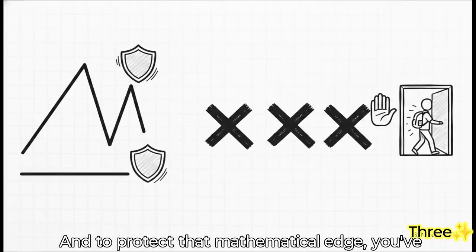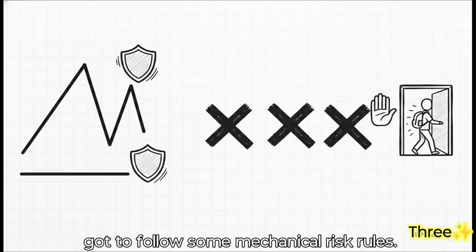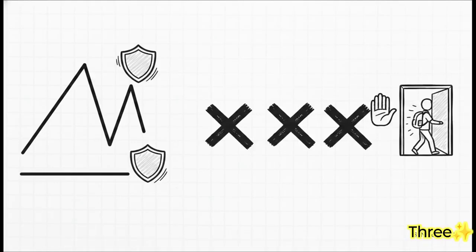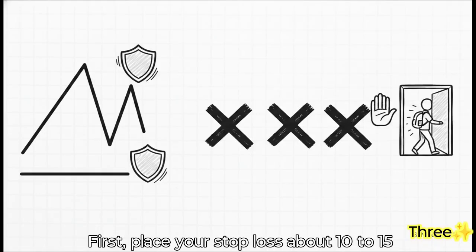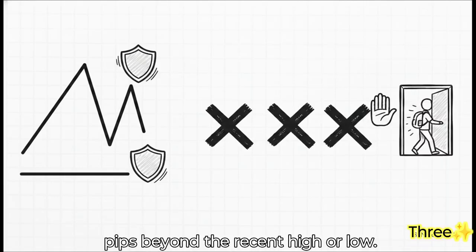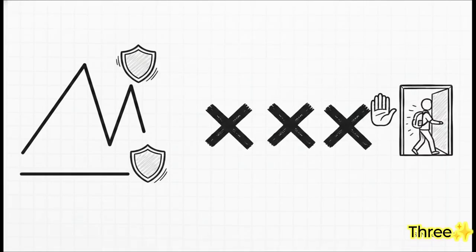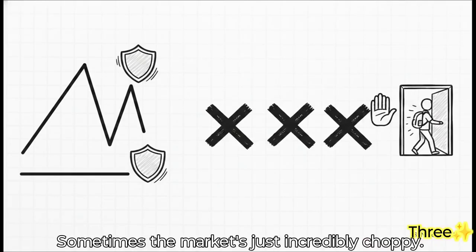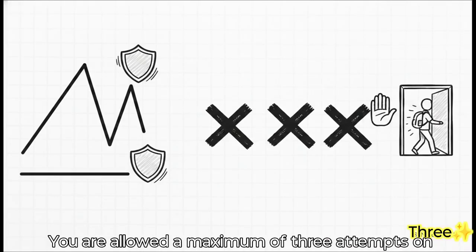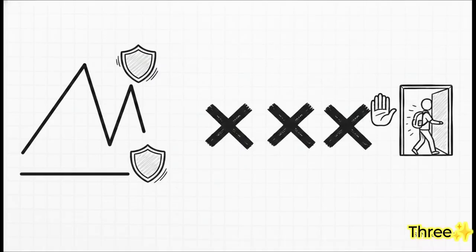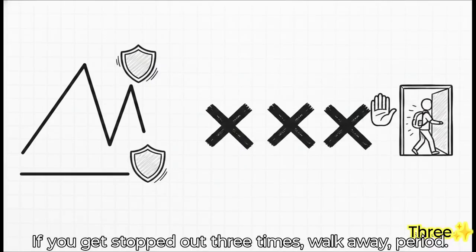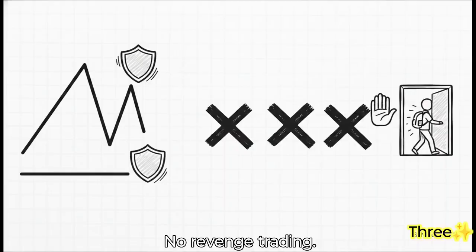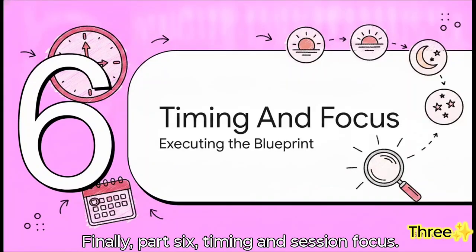And to protect that mathematical edge, you've got to follow some mechanical risk rules. First, place your stop loss about 10 to 15 pips beyond the recent high or low. That keeps you safe from sudden liquidity grabs or market fakeouts. Also, use the 3-trade rule. Sometimes the market's just incredibly choppy. You are allowed a maximum of 3 attempts on a valid setup. If you get stopped out 3 times, walk away, period. No revenge trading.